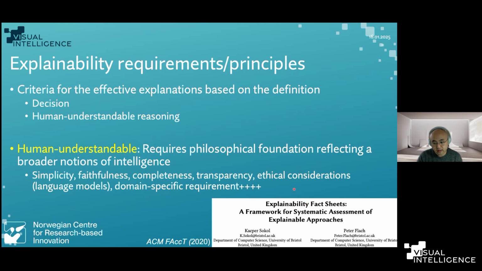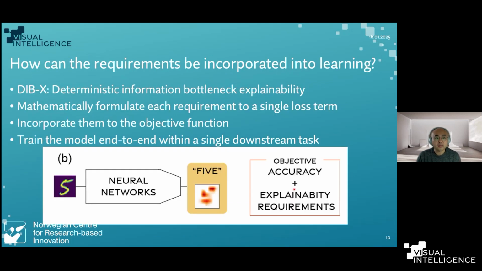It's quite well illustrated. But then, how can we incorporate these requirements into the learning system? What we propose here, DIB-X, deterministic information bottleneck explainability, is to mathematically formulate each requirement. We picked 3 requirements, each to a single loss term. Then we incorporate them into the objective function and train end-to-end within a single downstream task.